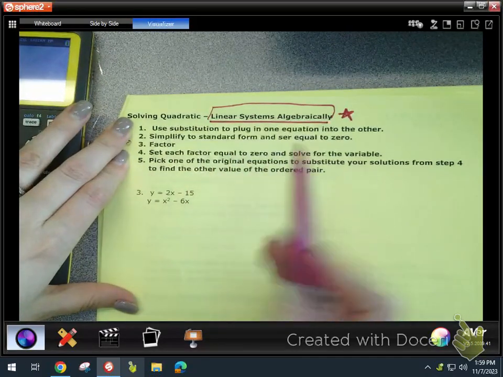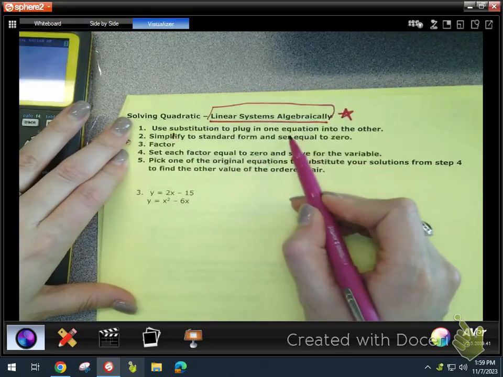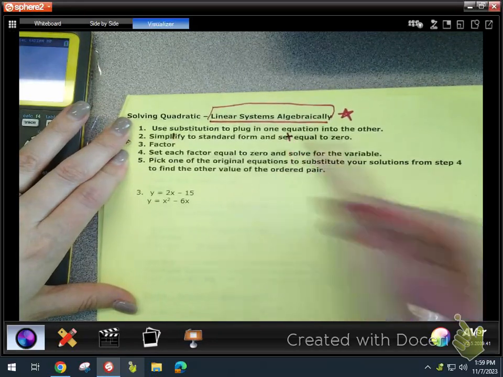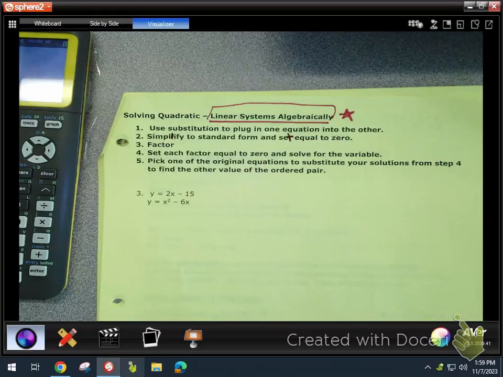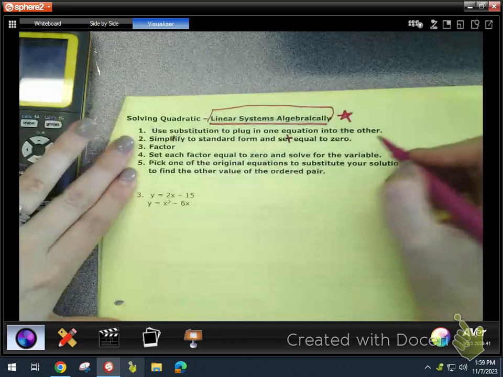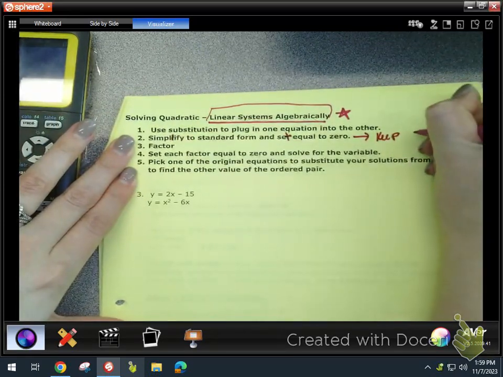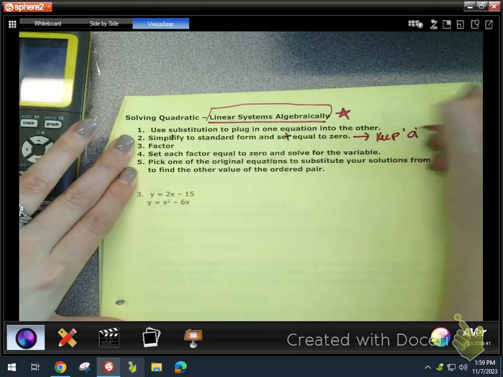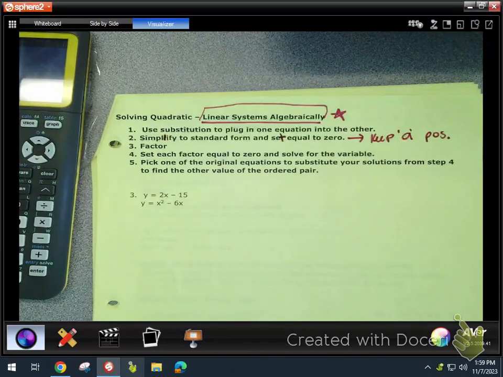Simplify to standard form. This is a lot of typos. Simplified spells wrong. This isn't my fault. And set the equation equal to 0. Okay, so you might have some moving from side to side. You might have some distributing. All those fun things. I'm going to make a note here that it's going to be best for you to keep your A value positive. So do whatever you need to do to make sure that your x squared term has a positive coefficient. That is my advice.